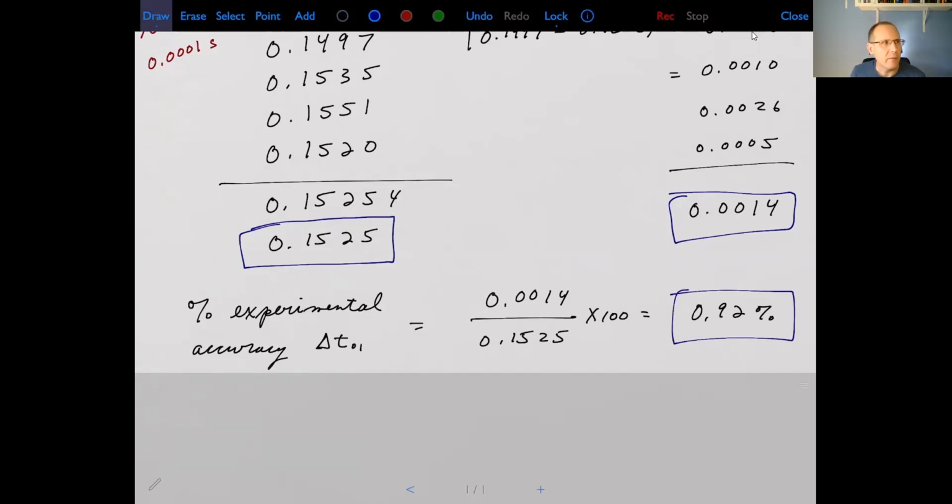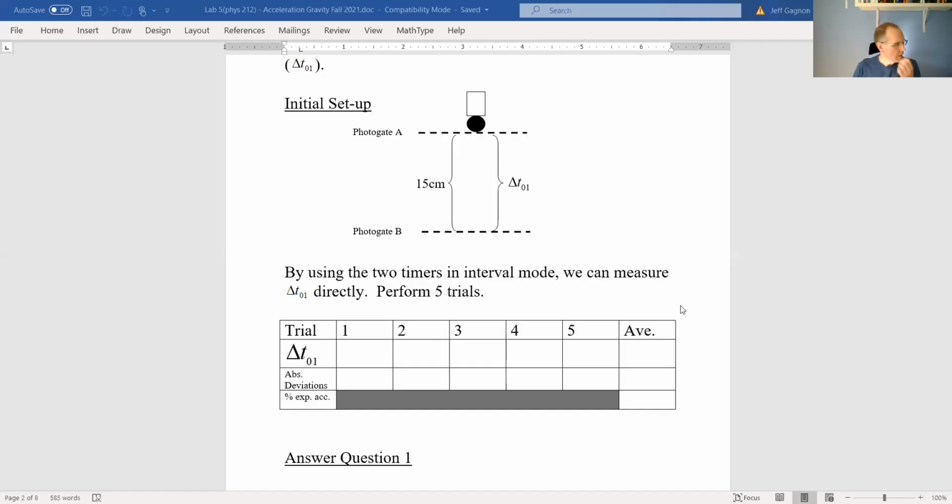Okay. And remember, even though it's called percent experimental accuracy, it's a measure of precision, right? It's a measure of the variability. Okay, hopefully, if you had forgotten some of that, that cleared it up. All right, let's go back to the handout. Okay, so again, question 1 from the lab manual is simply to find this average and then compute the percent experimental accuracy.